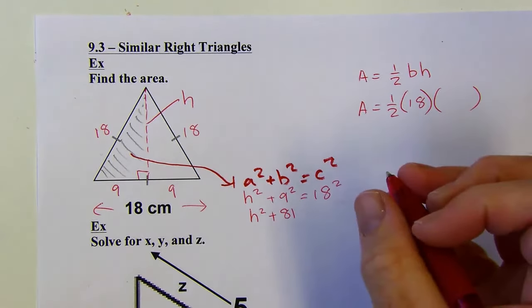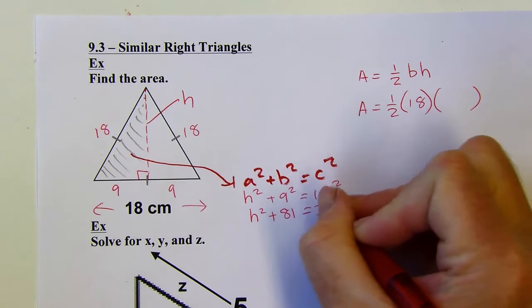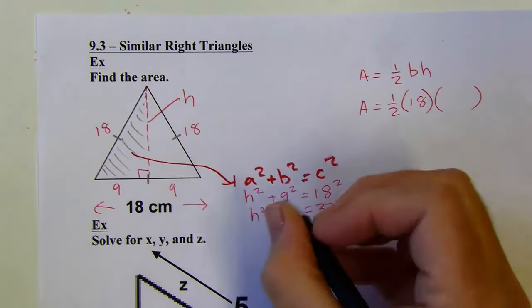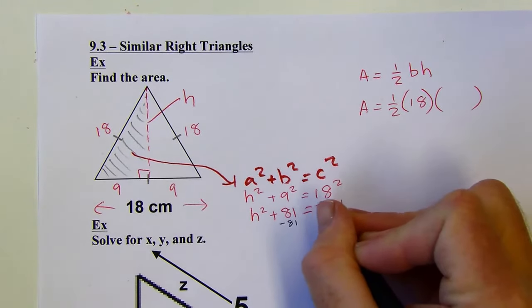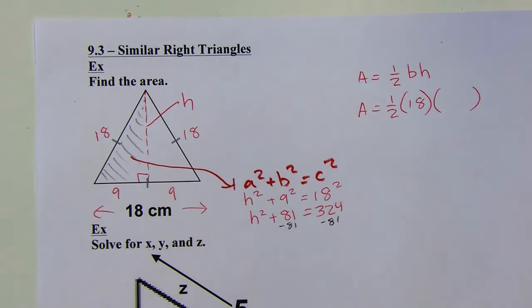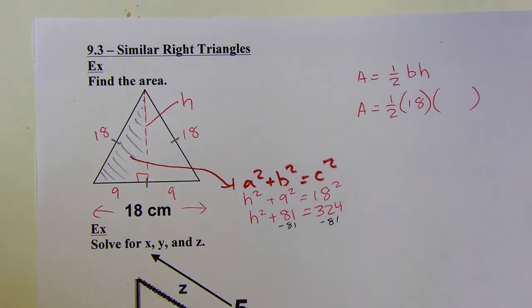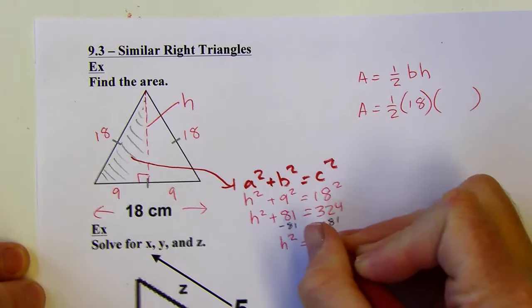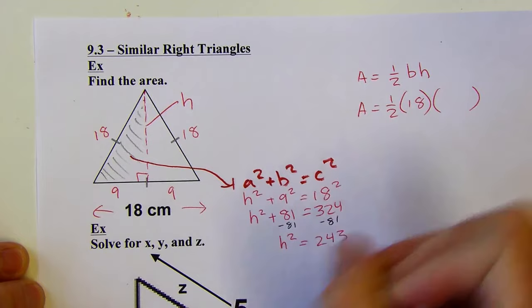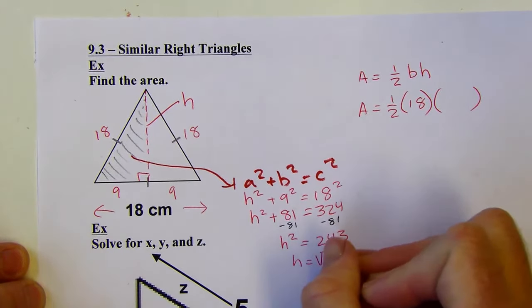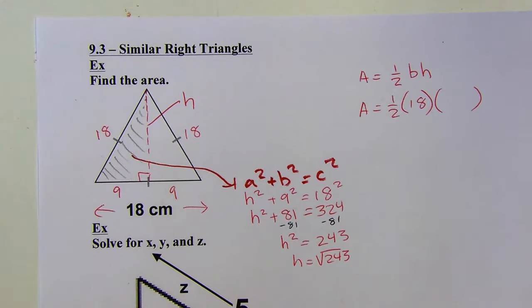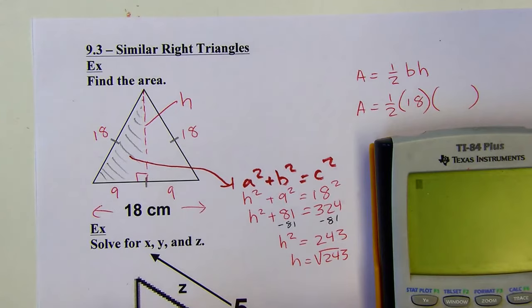Let's see, 18 squared is 324. And I'll subtract 81. Early in the morning, so I'm going to double check with my calculator, make sure I don't mess up. So I got 243, h squared equals 243. Then I take the square root of both sides, and it's going to be the square root of 243. If I put that into my calculator, I'll get a decimal out.